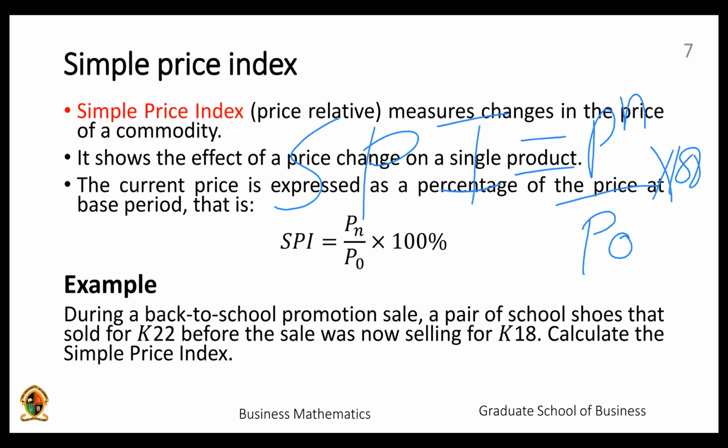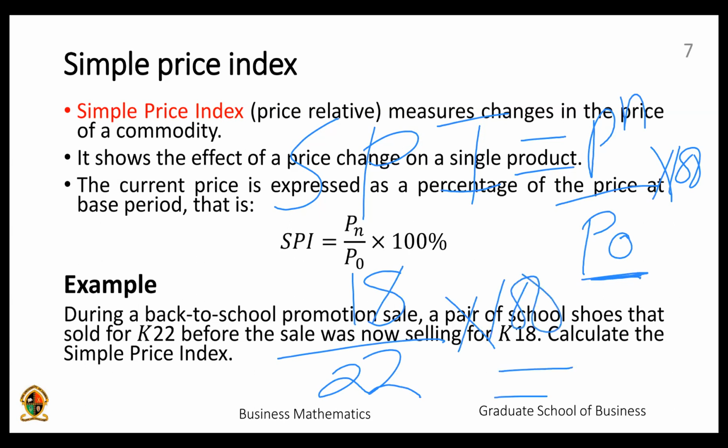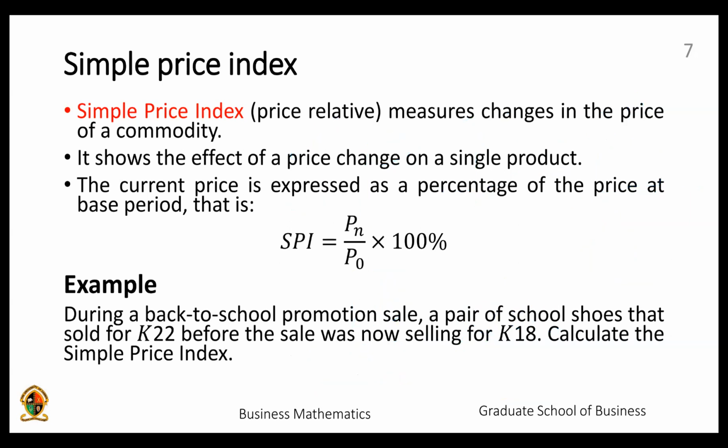For example, during a back to school promotion sale, a pair of school shoes that sold at 22 before now sells at 18. So the new price is 18 over the previous price, which was 22. Always put the previous price at the bottom, times 100%. So 18 over 22 times 100. You're following, right?